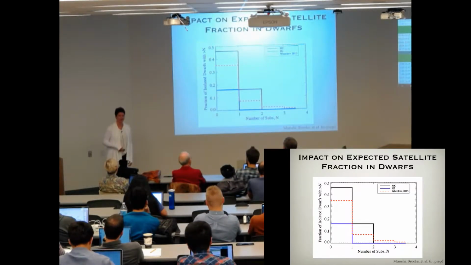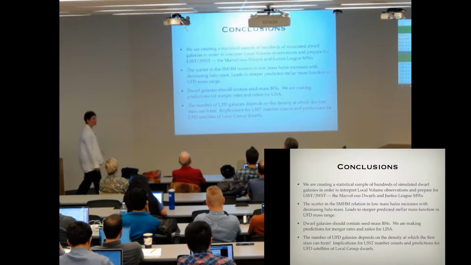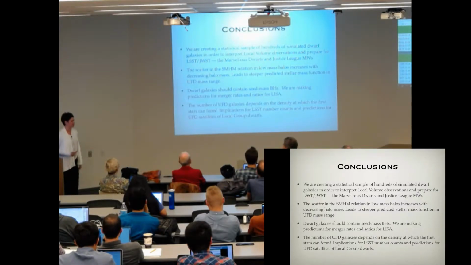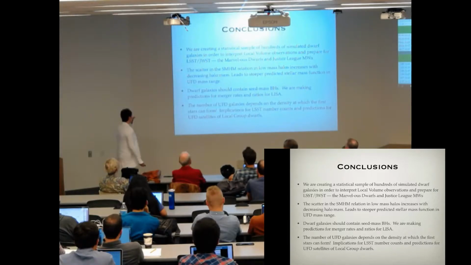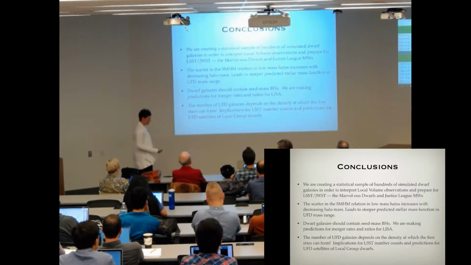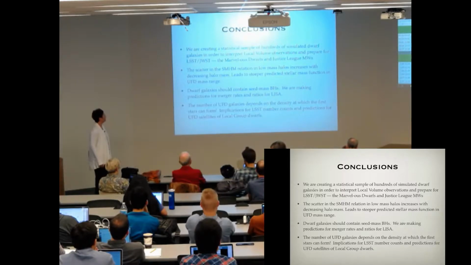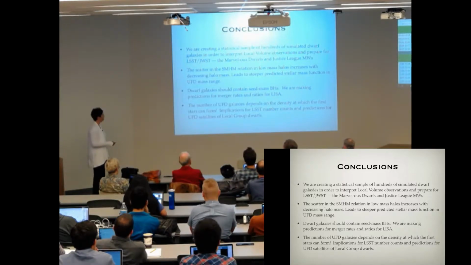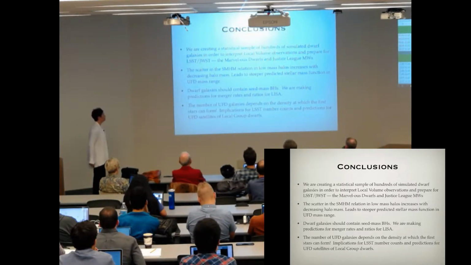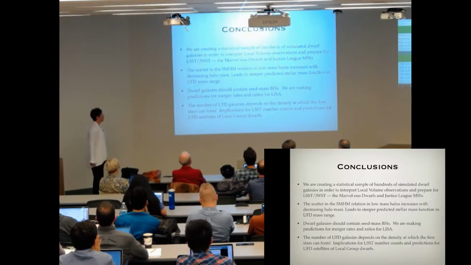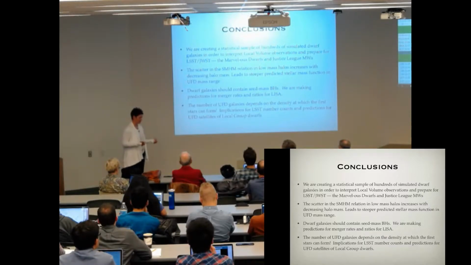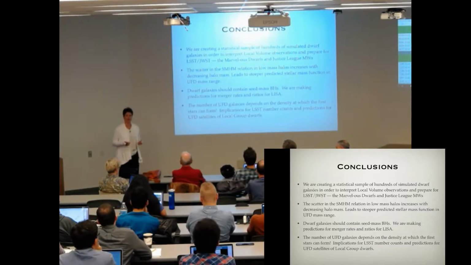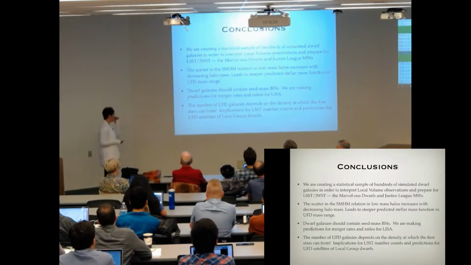We're digging into it at this point. So that actually brings me to my conclusions, as I think I'm about to be told that I'm done. So yeah, we're creating this sample of hundreds of dwarf galaxies in order to interpret the local volume. And we have so far looked at things like the scatter in the stellar mass to halo mass relationship, the role of black holes, and what density we actually think the first stars are forming in these galaxies, because that's going to have implications for what we expect with LSST.